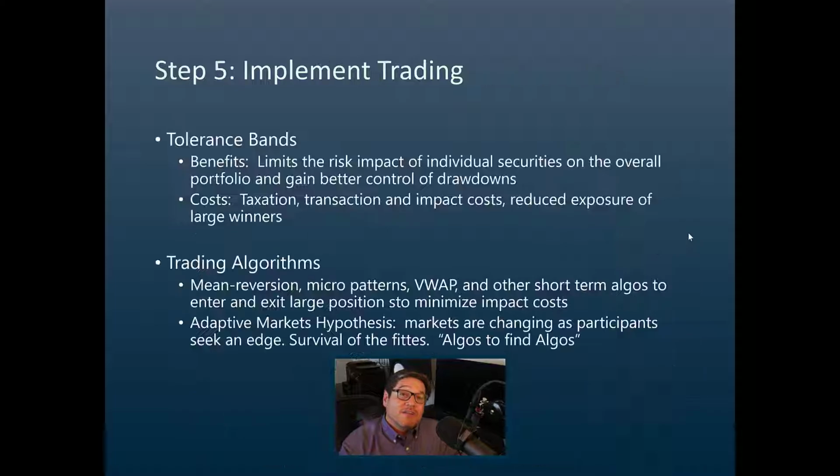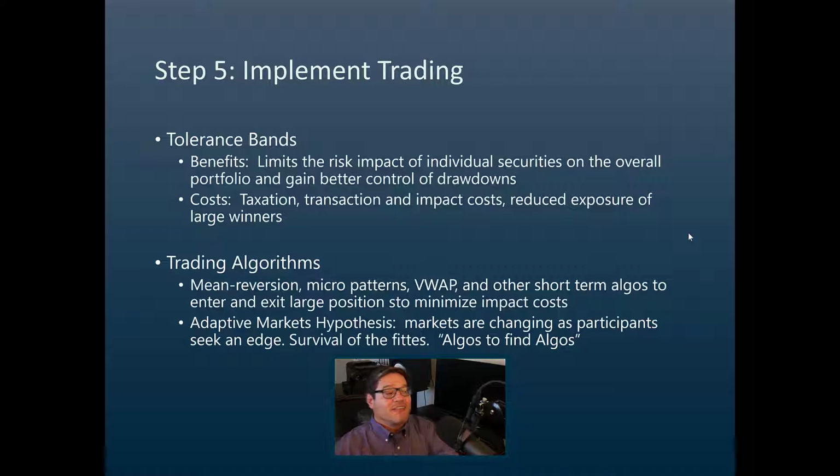All right, now let's move on to step 5. Step 5 is implementing the trading. Here we're dealing with tolerance bands, and the benefit is that we want to limit the risk of individual securities to the overall portfolio and gain better control of our drawdown. The costs of tolerance bands have to do with taxation, transaction costs, impact costs, and also the fact that you sometimes reduce exposure to your largest winners.